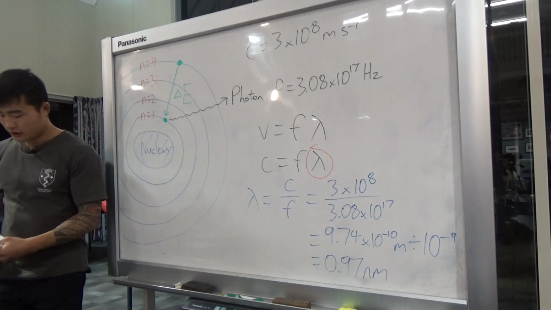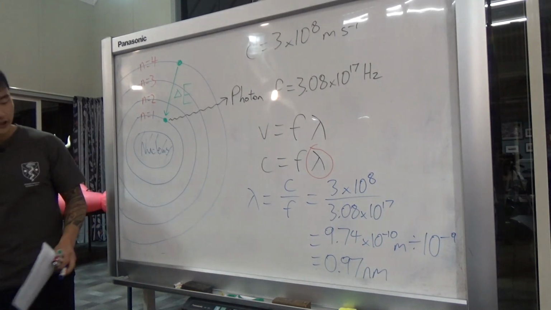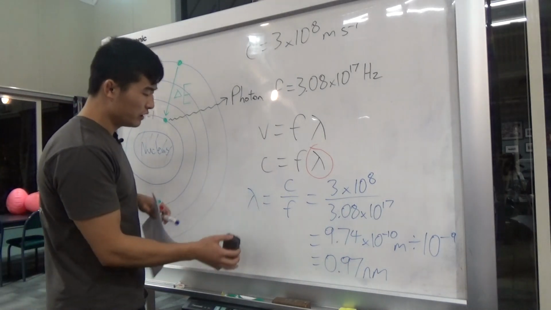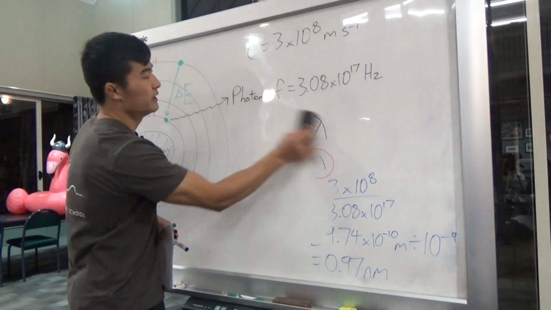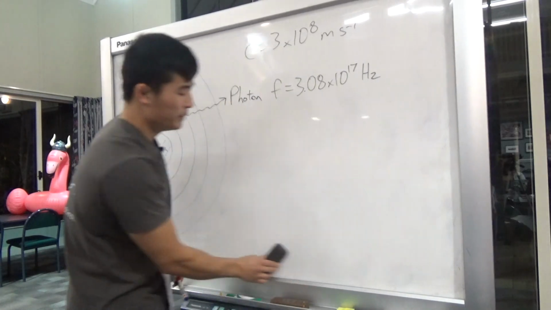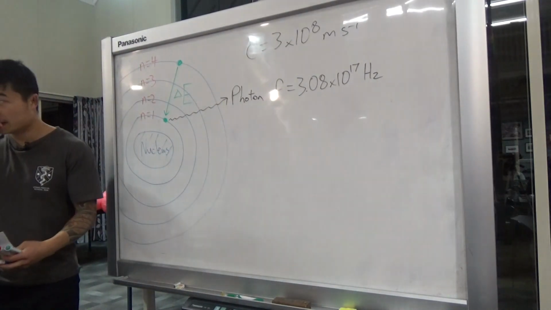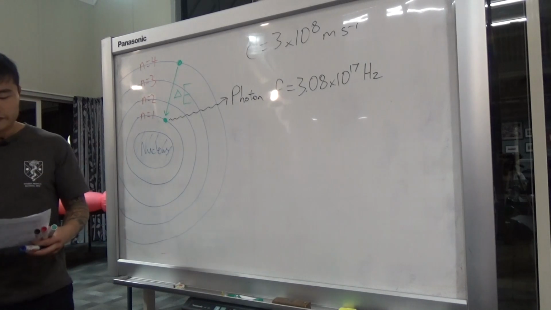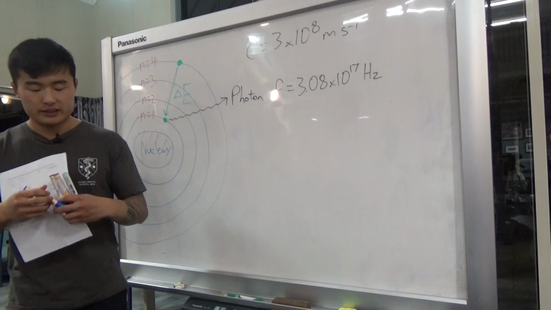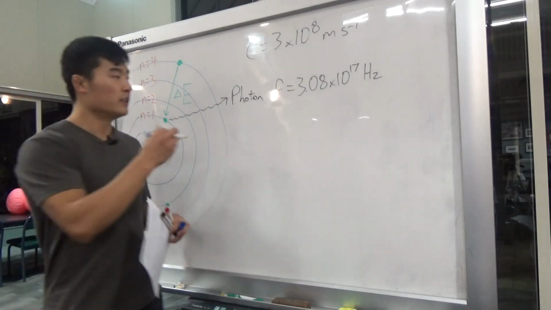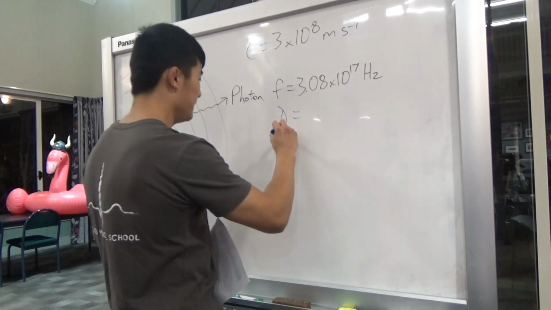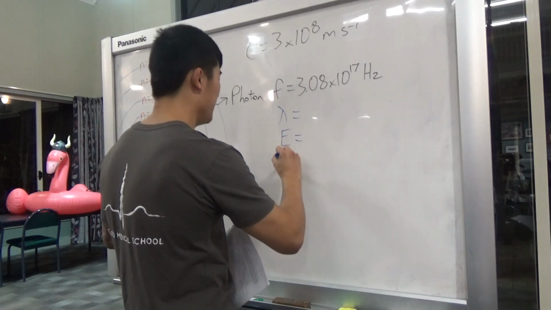Okay, so the next question is continuing on from our first question. We want to find out the difference in energy between the two atomic energy levels. For a photon, you have the frequency, the wavelength, the energy, and the momentum.